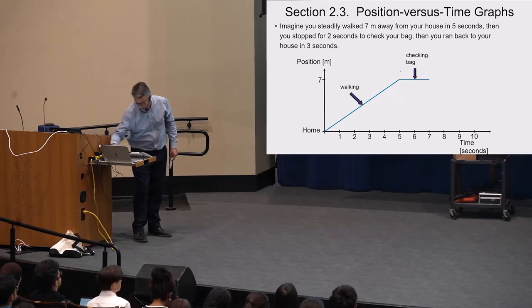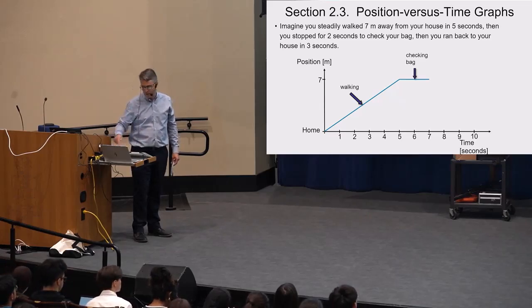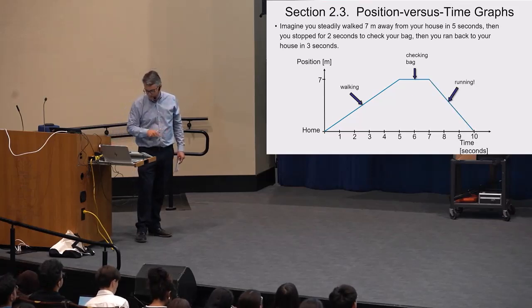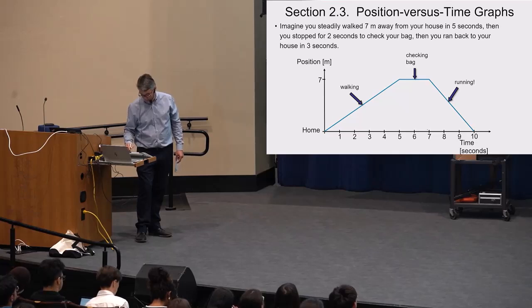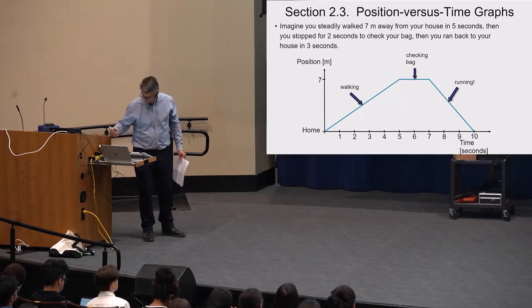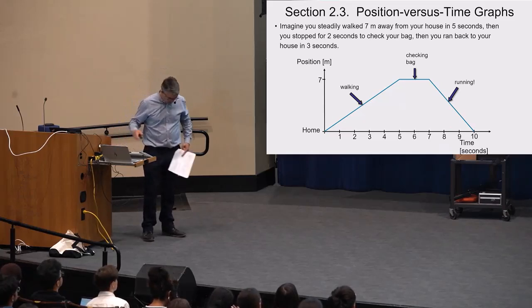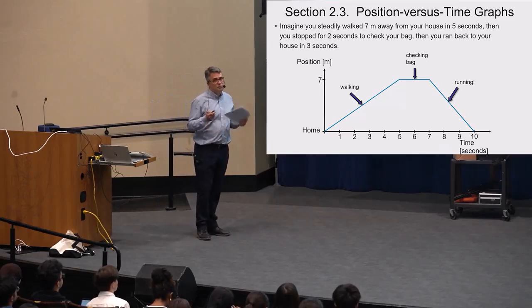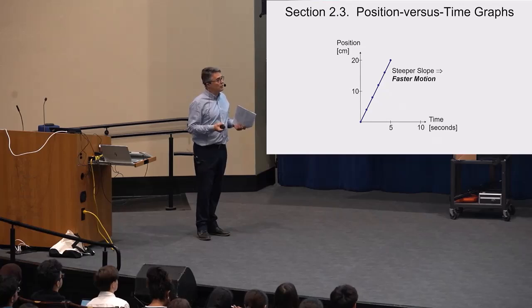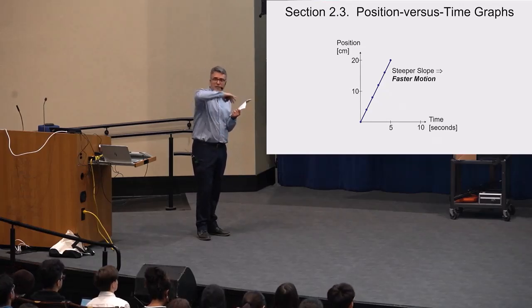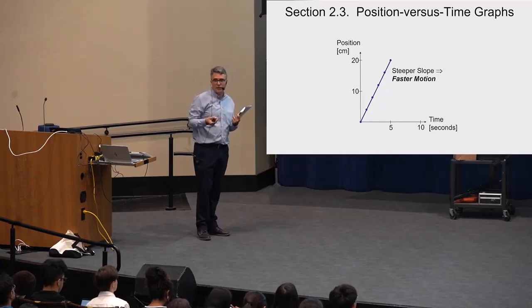Then you stop and look around in your bag and realize that you forgot your phone, so you run back to where you started, and it only takes you 3 seconds to get back. So that's your position-time graph. What's interesting is that you can see your speed is proportional to your slope. If you go a farther distance in a shorter amount of time, that's a steeper slope, so that's going faster.